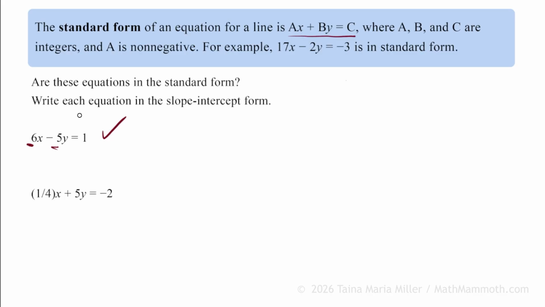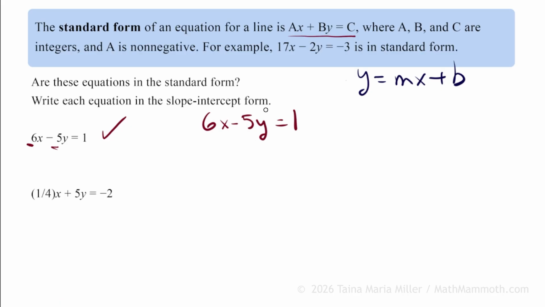Alright, write each equation in the slope-intercept form. How do we get from this to the slope-intercept form? If you recall, the slope-intercept form was y equals mx plus b. So, to transform this into that form, we solve for y. We isolate y alone on one side. Let me rewrite this over here.